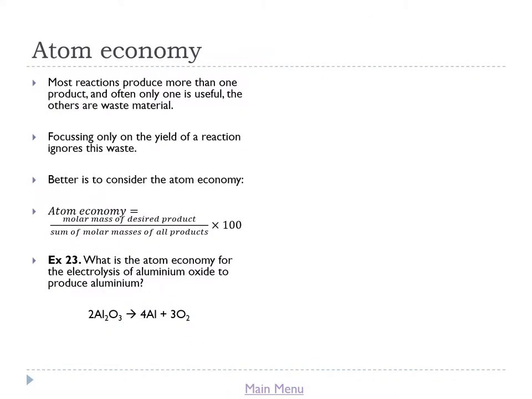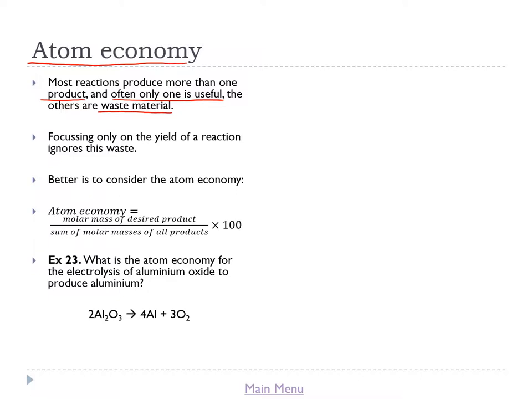Now, the problem with percentage yield calculations is it focuses too much on the products that we want, and it completely ignores the waste of the products that we don't want. So the idea of atom economy has been developed to try and bring the waste into focus as well. So most reactions produce more than one product, and often only one is useful, and the others are waste material that gets thrown away. Now, sometimes that is harmless waste material, which does no damage.